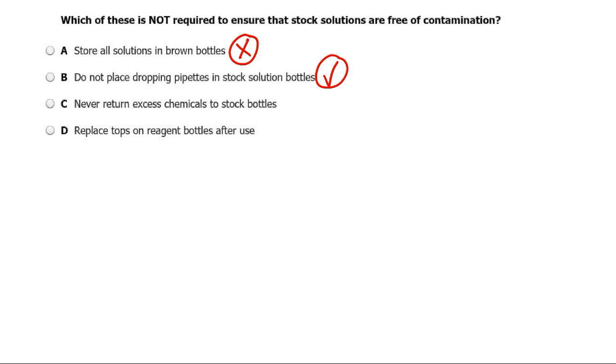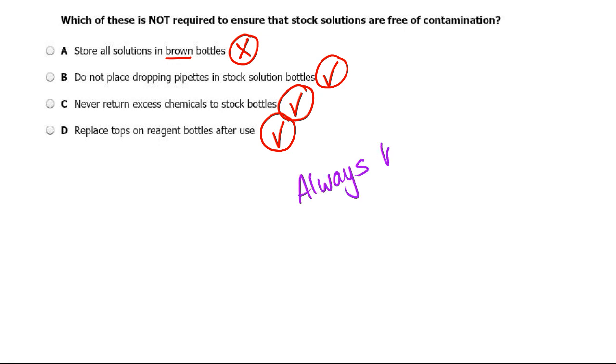Never return excess chemicals to stock bottles. That is also true. If you accidentally pour too much, don't just pour it back. And replace tops on reagent bottles after use. That is also true. If you don't put the top back on the bottle, something can get inside. And those are all pretty obvious. So the brown bottles thing makes the least sense. Store all solutions in brown bottles, not true. Now, something else that's important, just as a reminder about chemical storage, is always have labels. Labels are obviously used so that people can tell what is inside.